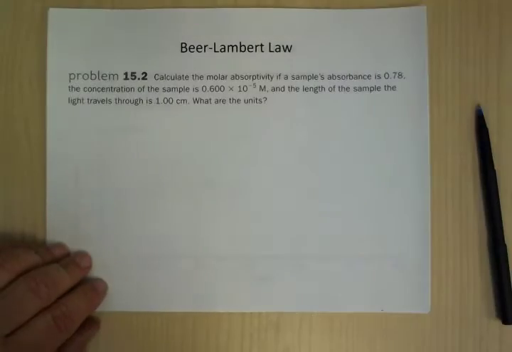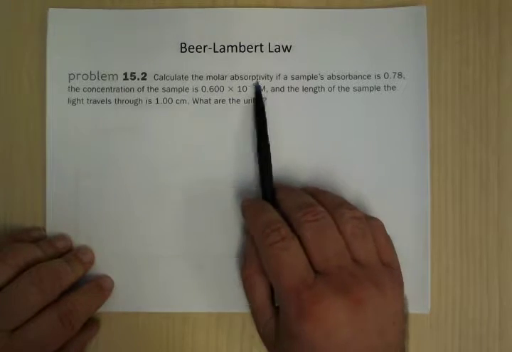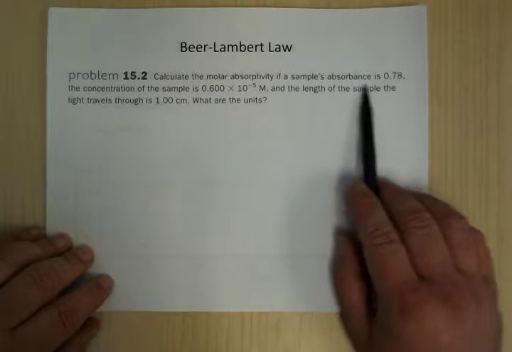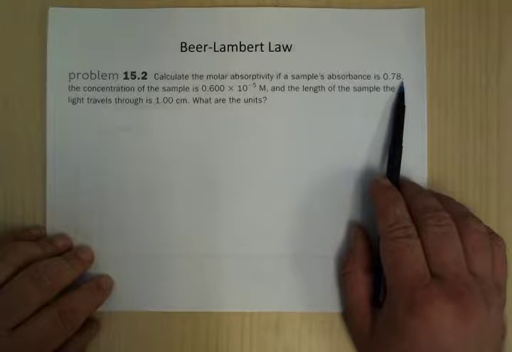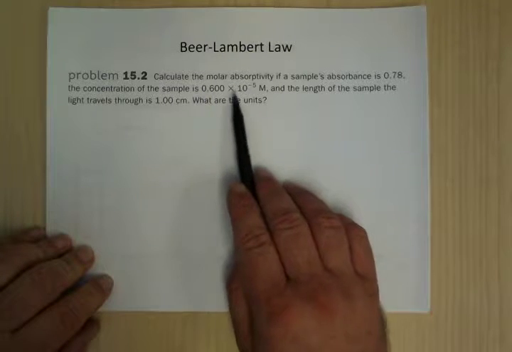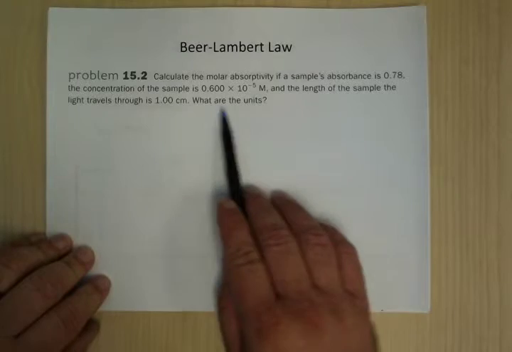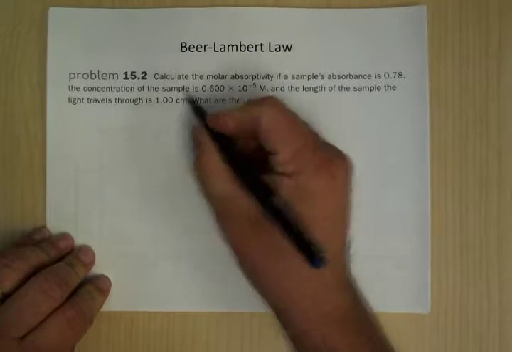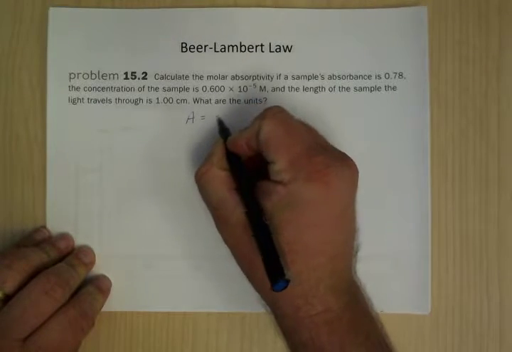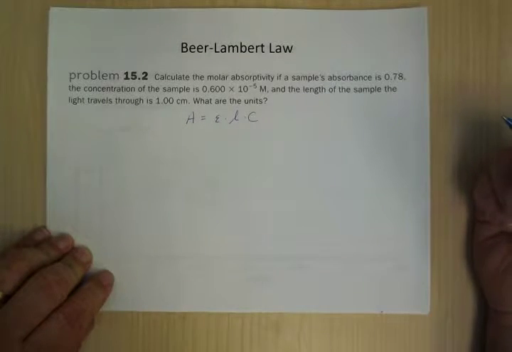So okay, here's a typical problem. Calculate the molar absorptivity, the extinction coefficient, if a sample absorbs at 0.78, the concentration of your sample is 0.6 times 10 to the minus 5 molar, and the length the sample travels is 1 centimeter. Make sure you have the units. So it's going to be A equals your coefficient times the path length of light times concentration.